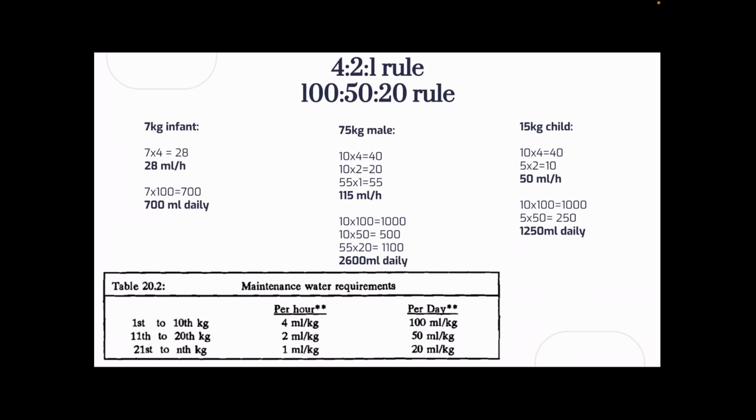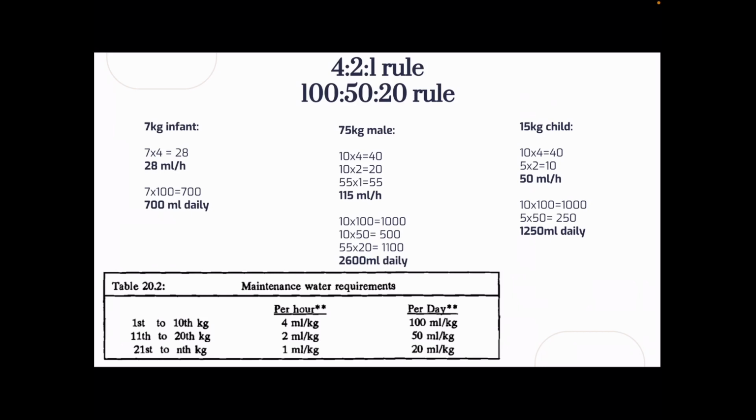Let's try that on a bigger person. A 75 kilogram male. The first 10 kilograms get 4, so 10 times 4 is 40. And the second 10 kilograms get 2, so 10 times 2 is 20. And the remaining weight is 55. And it gets just 55 because we multiplied it by 1. And adding the 40 and 20 and 55, you get 115 mL per hour. Calculating per day, same thing, but with the 100-50-20 rule, you add all of these and you get 2,600 mL daily.